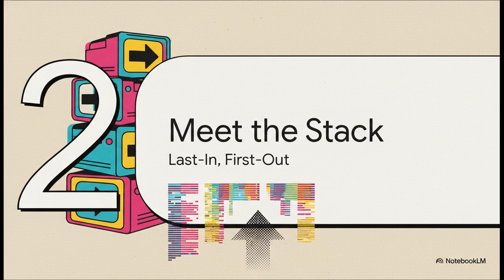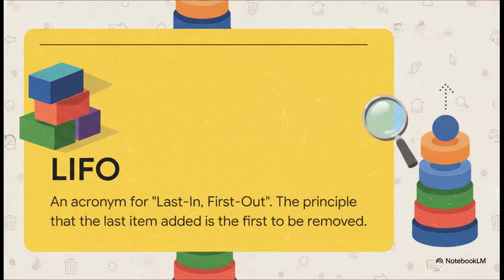It's called a stack. A stack works on one super simple principle, perfectly captured by the acronym LIFO, last in, first out. It's exactly what it sounds like. Whatever you just did, that last action gets put right on top of a pile, making it the very first thing that gets taken off when you hit that undo button.